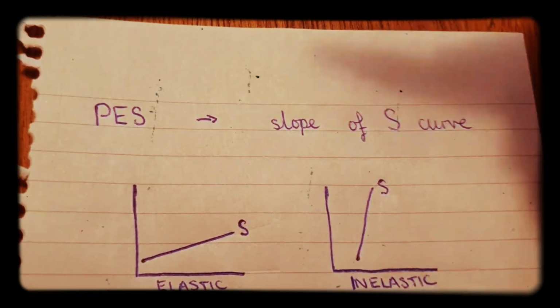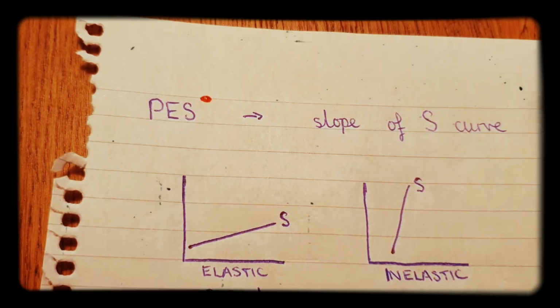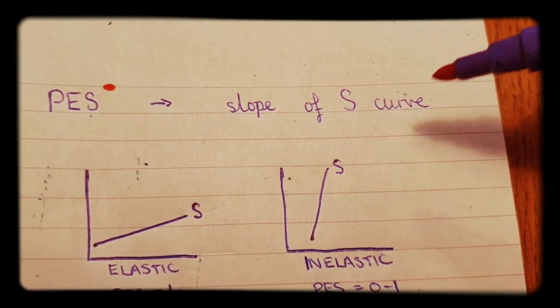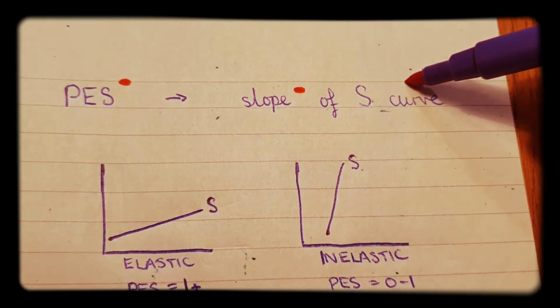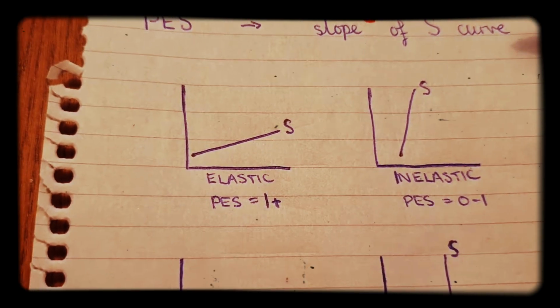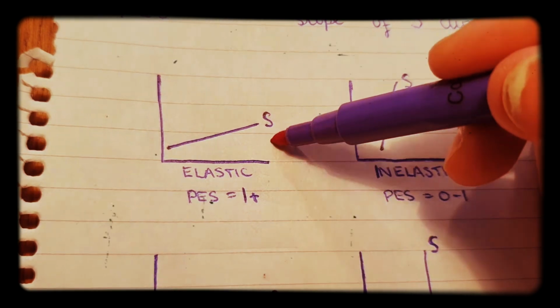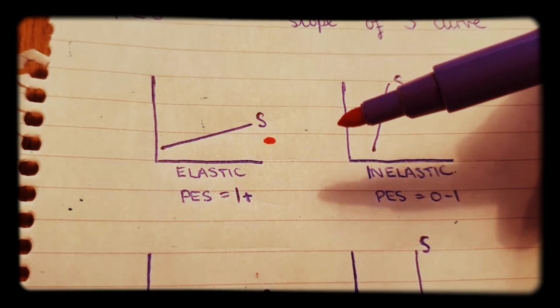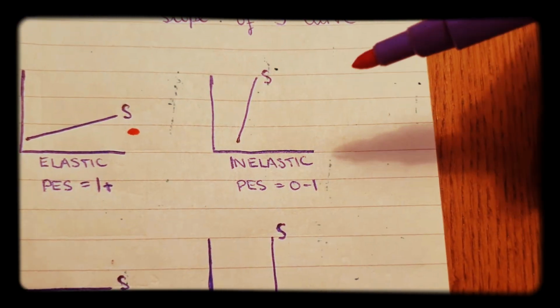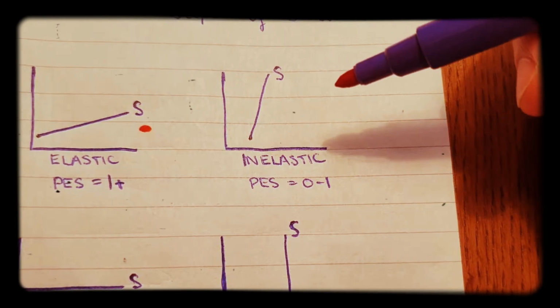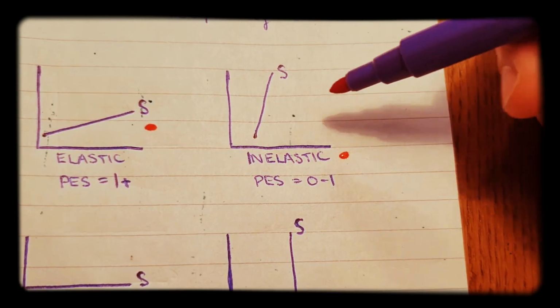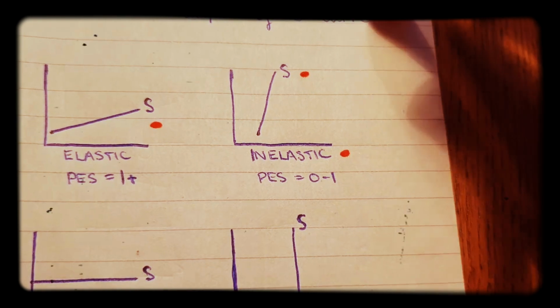Moving on to PES, price elasticity of supply. It affects the slope of the supply curve. In this case, when PES is above 1, the supply curve is shallow. When PES is between 0 and 1, so inelastic, we have a steep supply curve.